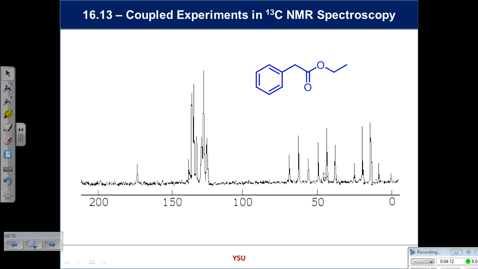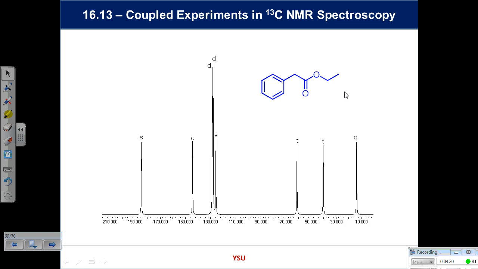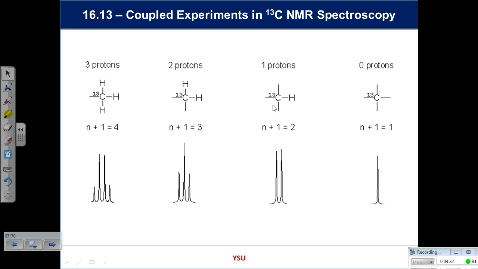But now again, the idea here, splitting patterns. This quartet tells you you have a CH3 group. This triplet says a CH2, and this triplet here says a CH2. But it's not the neighboring carbons talking to each other. It's not neighboring carbons coupling, it's carbon coupling to the protons it is attached to. And that's quite different. Be careful that you make sure that you differentiate those. So there's the patterns. Here is the idea.